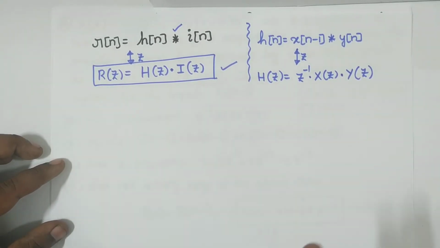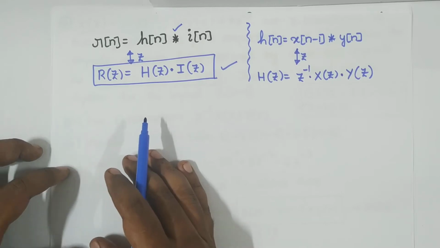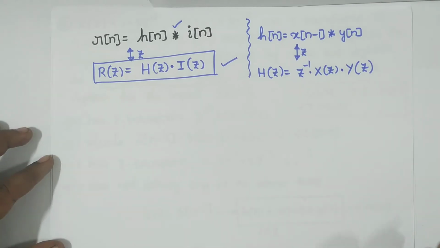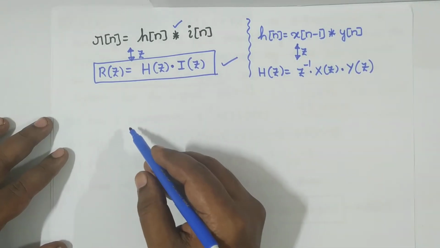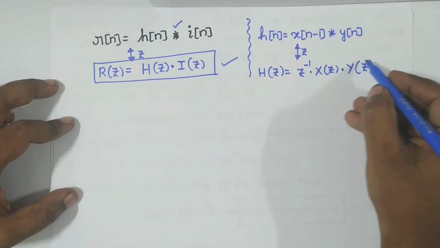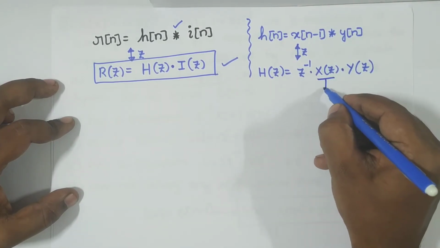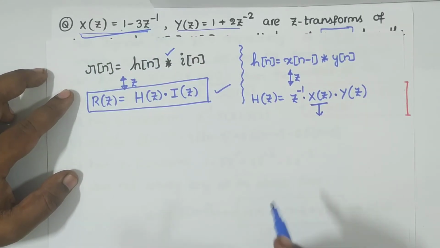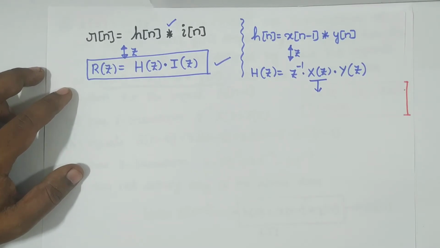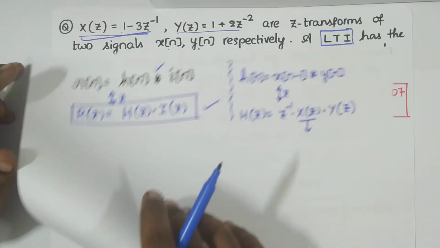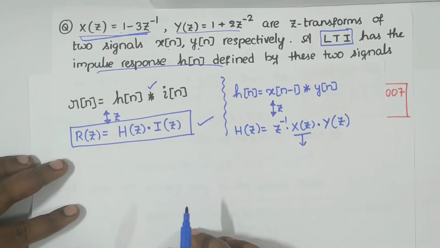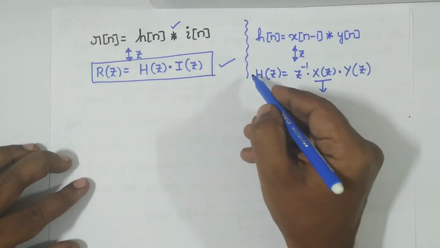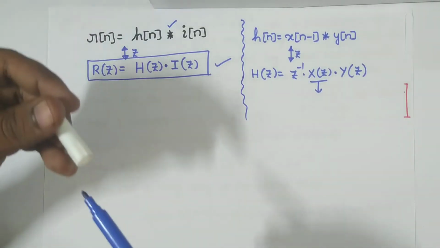So therefore, I'm saying you just focus on the question. Don't skim through a question. Read it completely. Whenever you are given a question, read it completely. So anyways, we have h of z like this. Now what is x of z? It is given x of z is equal to 1 minus 1 by 3, okay, 1 minus 3 z power minus 1 as x of z, and 1 plus 2 z power minus 2 as y of z. So let us plug in things here.